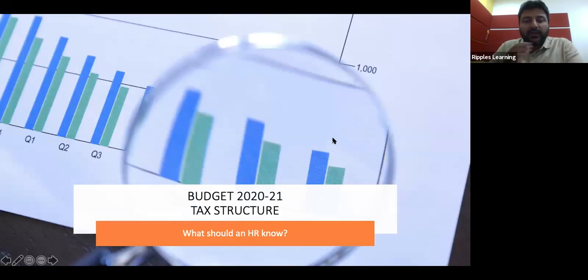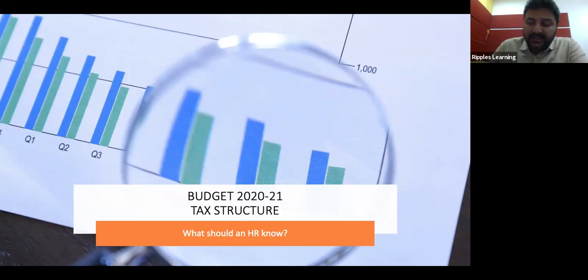Budget 2021 tax structure and what should an HR know? All of you know that on 1st of Feb, the new budget was presented, and there was a new tax structure which was proposed.